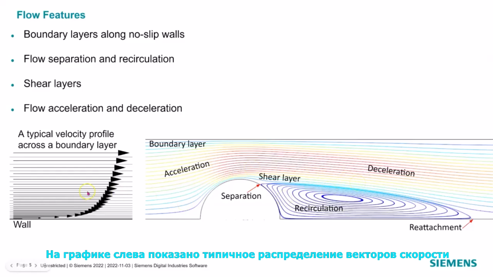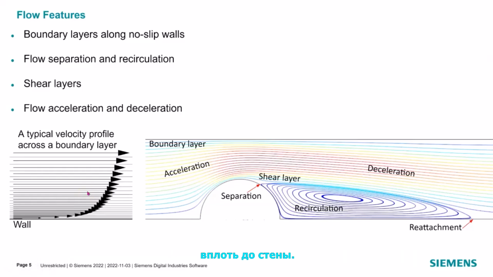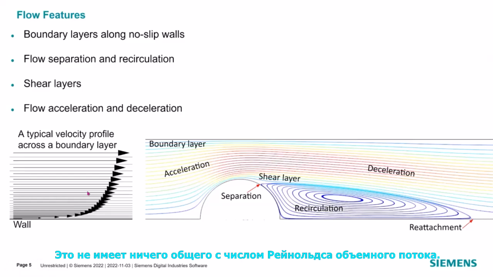The plot on the left shows a typical distribution of velocity vectors in a boundary layer when the grid resolves the boundary layer all the way to the wall. This is called the low-Re approach. It has nothing to do with the Reynolds number of the bulk flow.